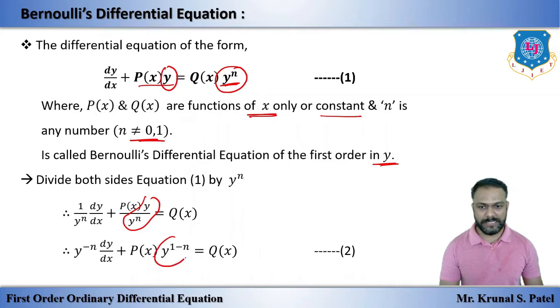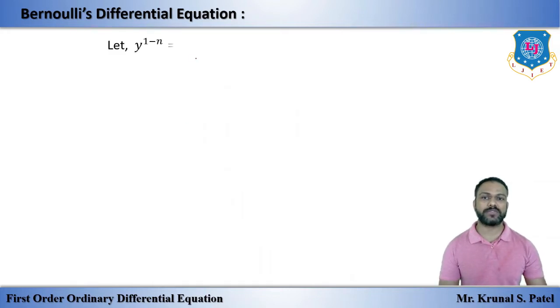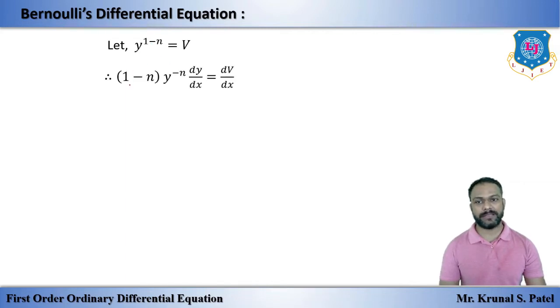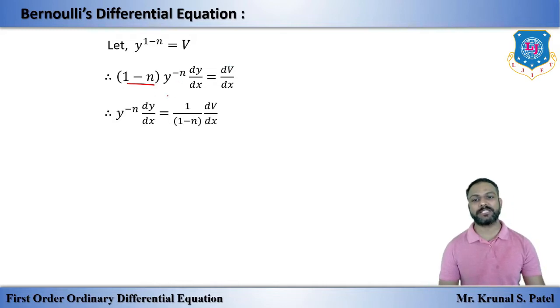Now we will suppose this, the compulsory coefficient of p of x. By supposing this we will get this term. So we have to suppose the term whose differentiation gives us this first term. That is our concept. So we suppose y raised to 1 minus n is equal to v. By differentiating this term, 1 minus n times y raised to minus n, dy by dx is equal to dv by dx. So y raised to minus n dy by dx becomes 1 upon 1 minus n dv by dx. We'll take this on the right hand side.